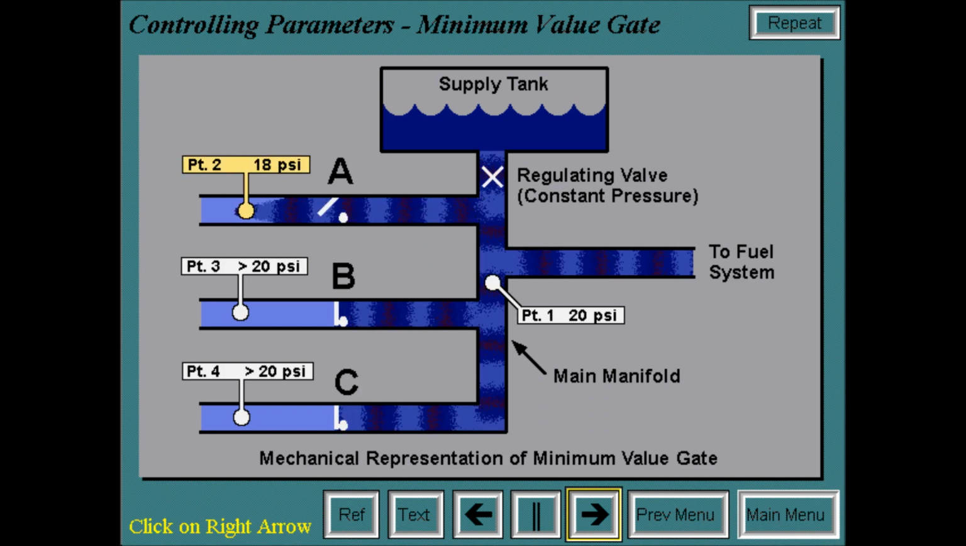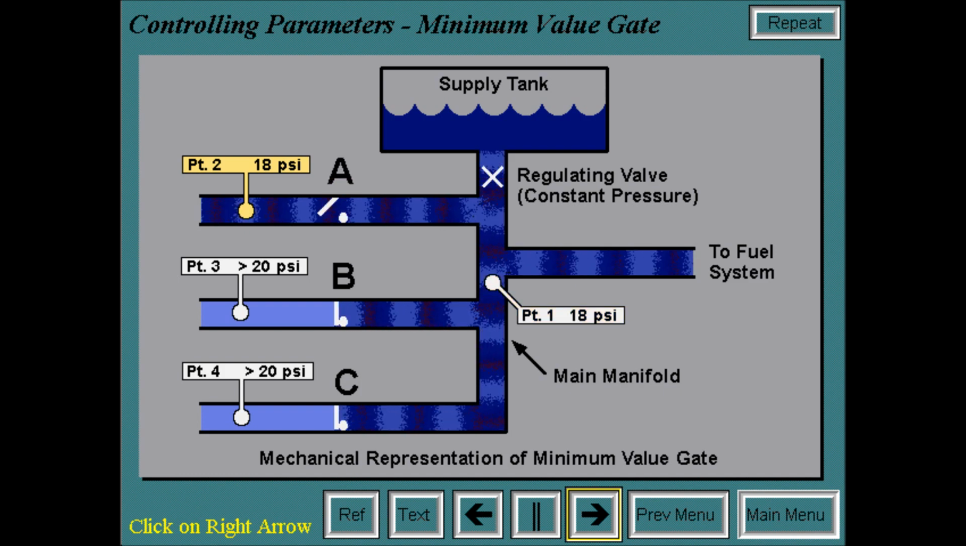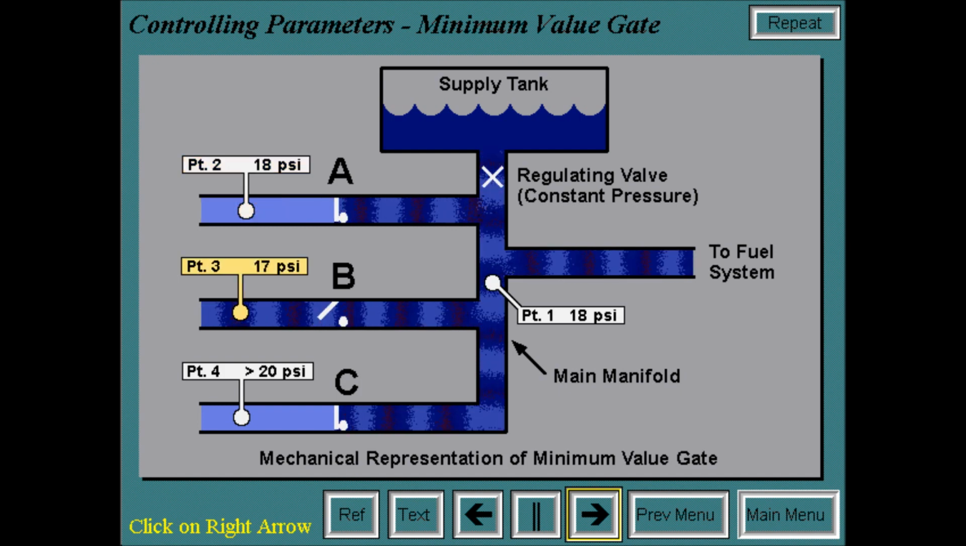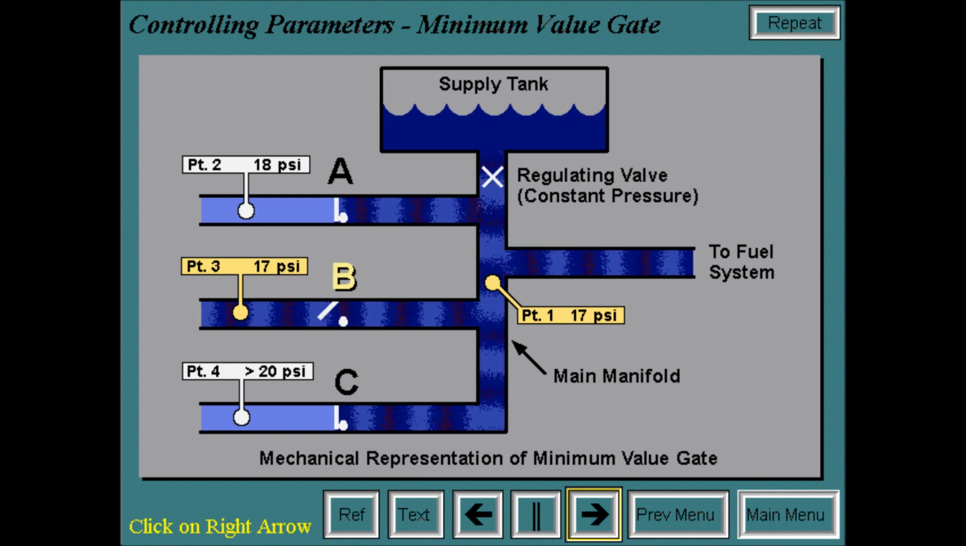If the pressure at point 2 decreases to 18 psi, and the pressure at points 3 and 4 remain the same, then the pressure at the manifold will be brought down to 18 psi, and System A is controlling. As the operating conditions change, the pressure requirements at points 3 and 4 change. As the pressure, say, at point 3 drops below 18 psi, for example, 17 psi, the manifold pressure will be brought down to 17 psi, causing check valves A and C to close, and check valve B to open. Therefore, system B is now controlling.